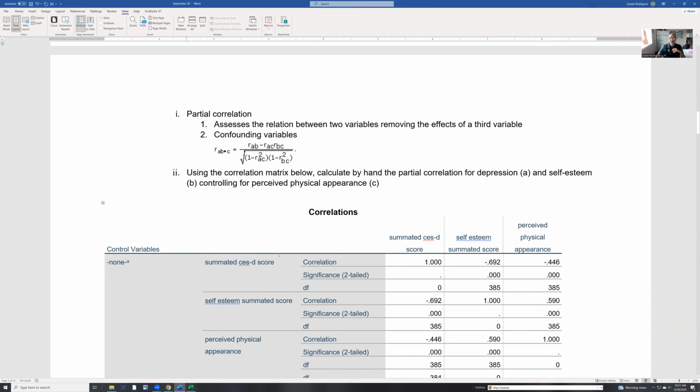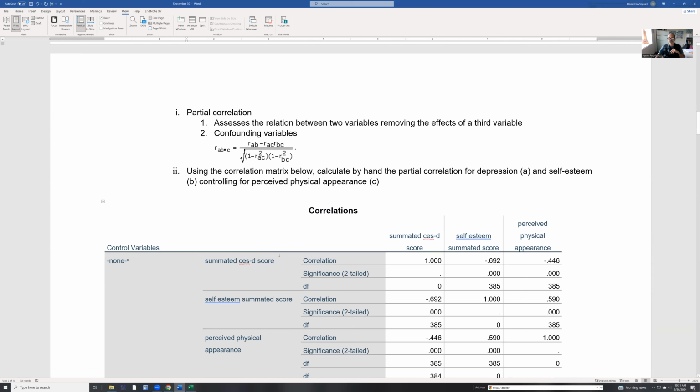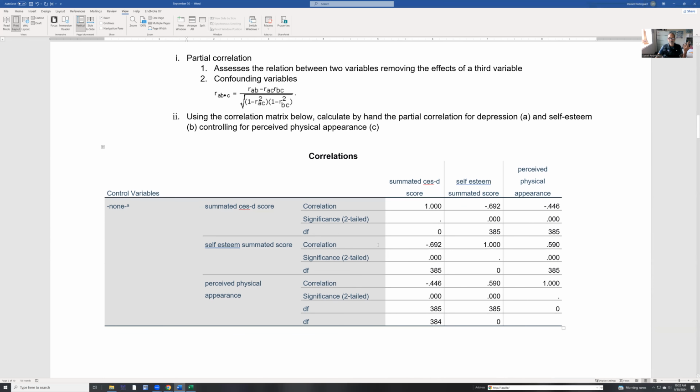So using the correlation matrix below, calculate by hand the partial correlation for depression and self-esteem controlling for perceived physical appearance. This is a prototypical correlation matrix that you'd see in any paper or maybe in the textbook. A correlation matrix is symmetrical, and there's a diagonal of... well, actually, no, I should say there's a diagonal of ones. This correlation matrix is a little busy because there's a lot of things in here, but generally you have the correlations and nothing else, and then your diagonal is all ones.